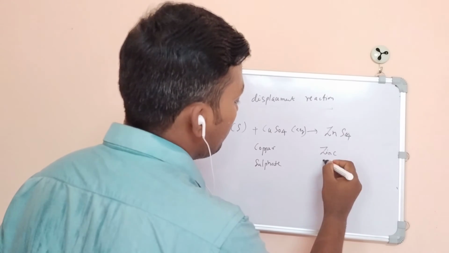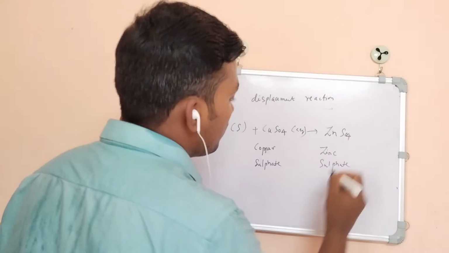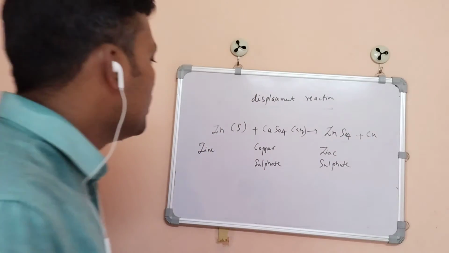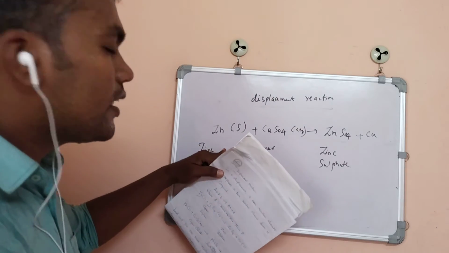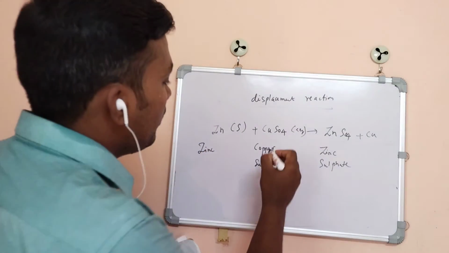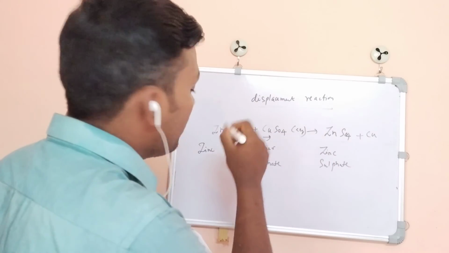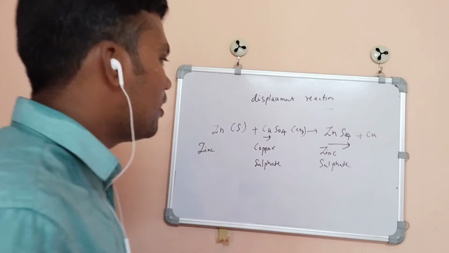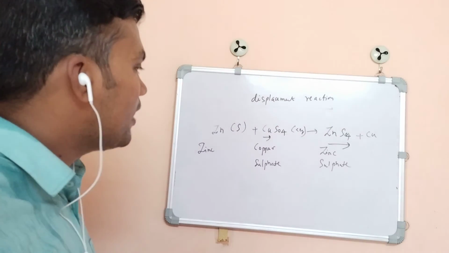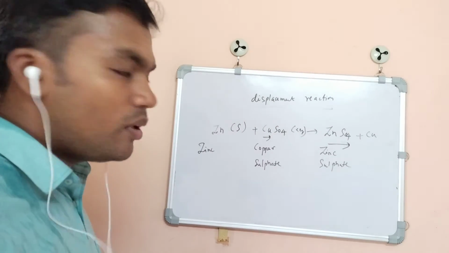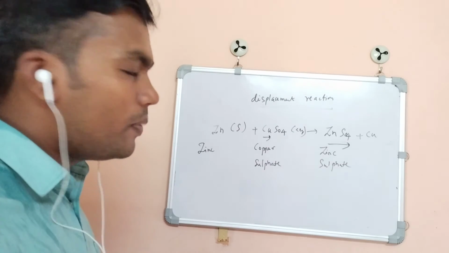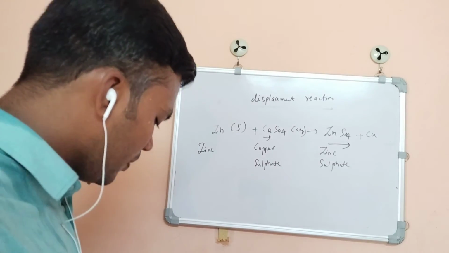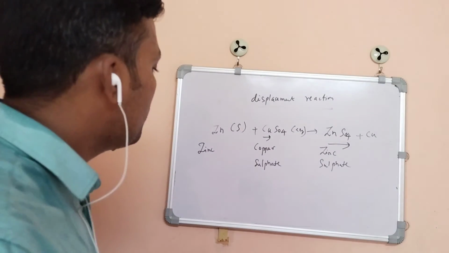What is the product here? Zinc sulfate with copper. Okay, zinc is more reactive than copper, that is why the copper is replaced by zinc. So here zinc sulfate is formed. Zinc is more reactive than copper, that is why when reacting the zinc with copper sulfate, it forms zinc sulfate along with the copper. Okay, this is the best example for the displacement reactions.